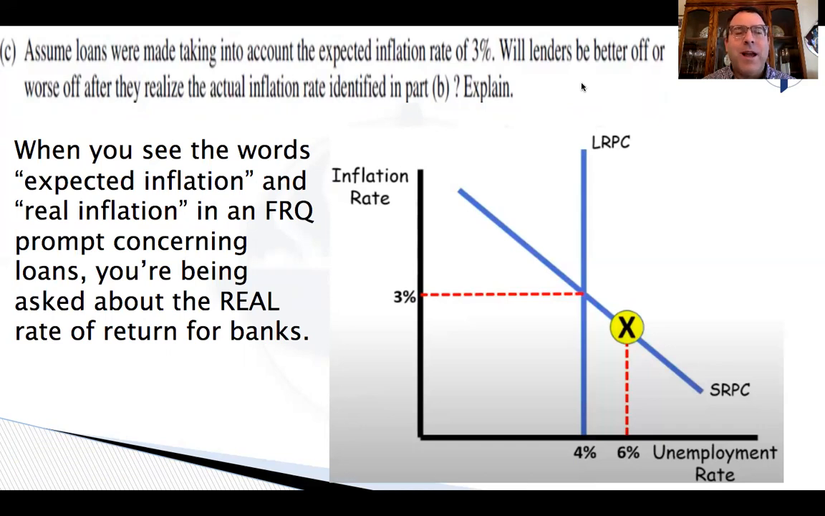So we already said that inflation is going to be lower. So what does lower inflation mean to a lender? That's a macroeconomic concept that has to do with money lending and money supply. So when we see the words expected inflation, real inflation, and FRQ, we're being asked about a concept of what is the real rate of return for banks. Banks need to make a real rate of return because that's where their profit comes from.